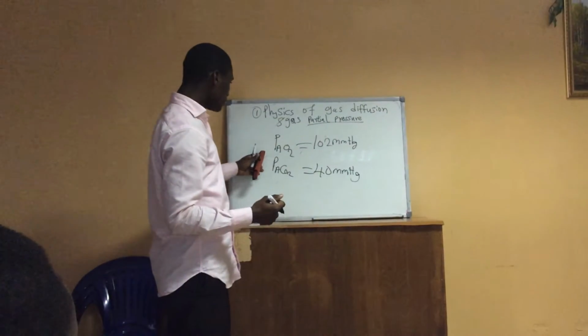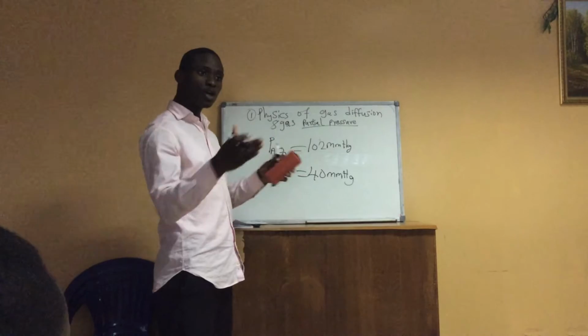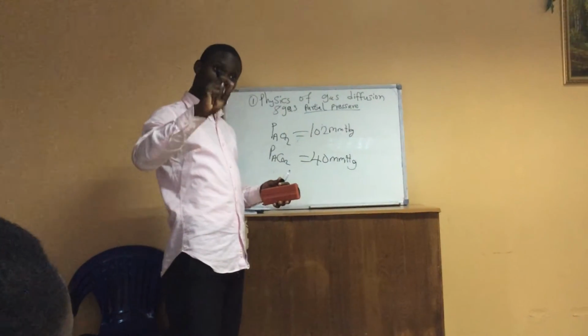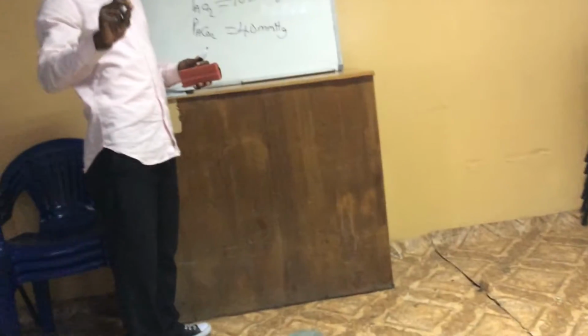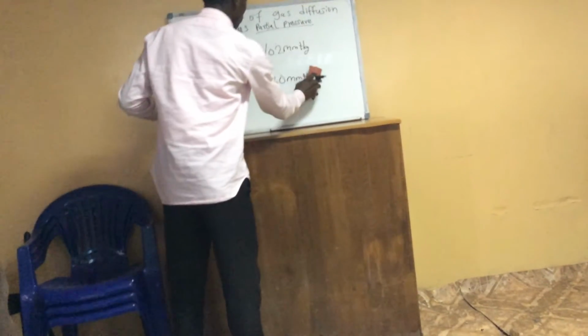Alright. The aerohematic barrier, or air-blood barrier, is the barrier between the alveoli of the lungs and the blood capillaries. Do you understand? Do you remember?